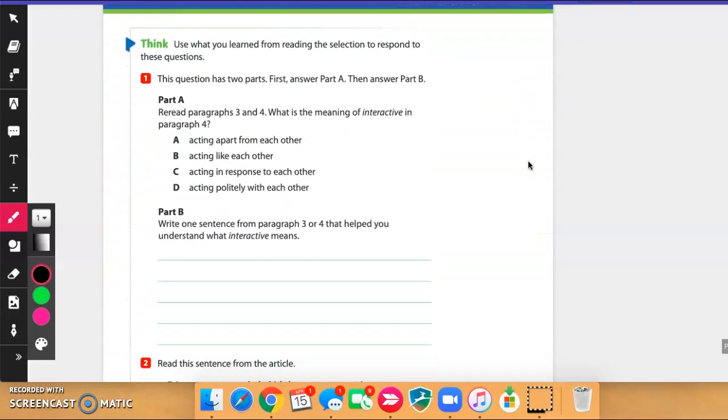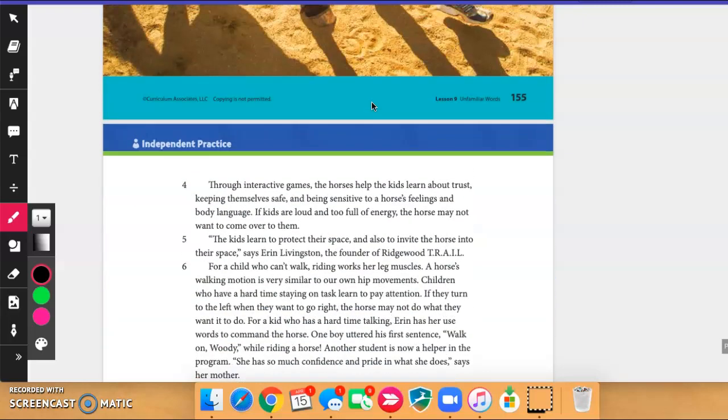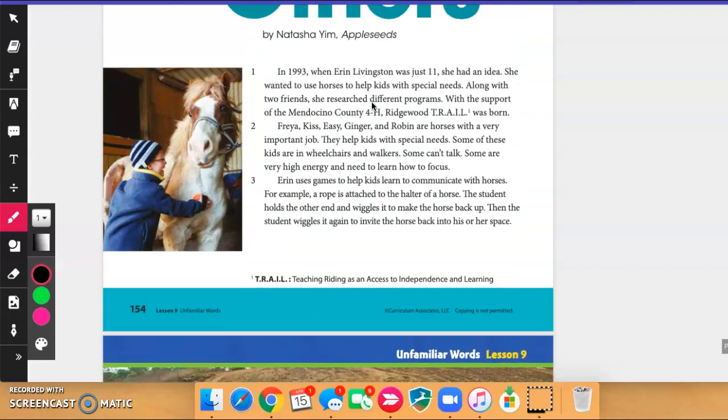So when you get to the think portion of this assignment, it's telling you that this question number 1 has two parts. Answer part A and then answer part B. Part A, reread paragraphs 3 and 4. What is the meaning of interactive in paragraph 4? So go back to paragraphs 3 and 4. Look for the word interactive. So we'll come back up here. Paragraph 3 is on the first page.